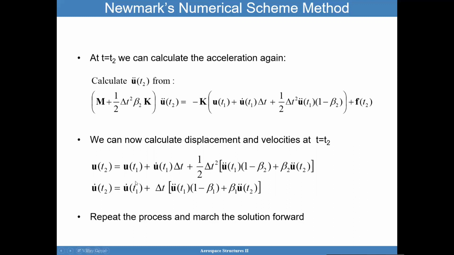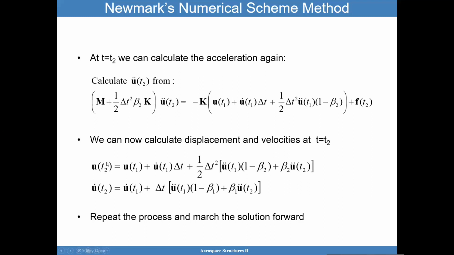I know the velocity previously at time equals t1. I know the acceleration at time equals t1. Now I know the acceleration at time equals t2 because I solved it here. And that allows me to find the velocities now at time equals t2, the present.